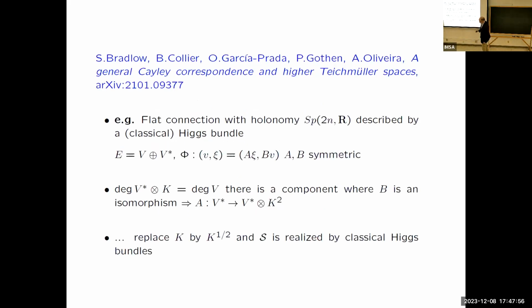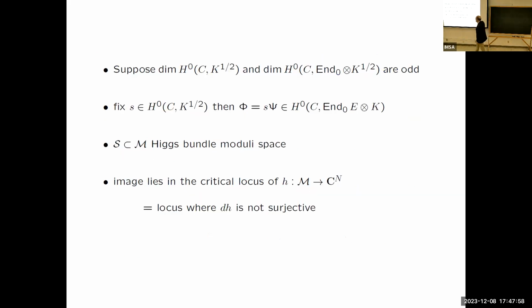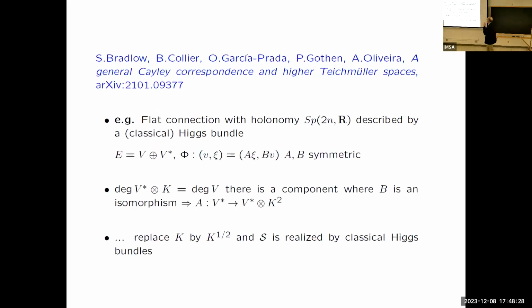Is it the component? No, it's not. So you might ask what it is. The critical locus is actually a symplectic submanifold of M, and this is coisotropic in the induced symplectic structure. It's not coisotropic in the big space, but coisotropic. So the other one, the kind of marginal one, is something which appears in the literature under what's called the Cayley correspondence.